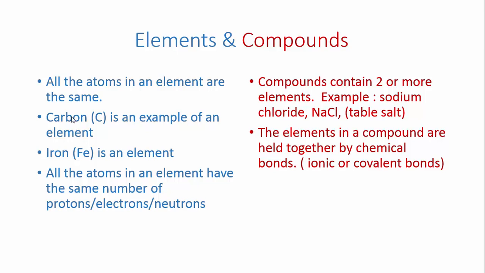The elements in a compound are held together by chemical bonds. Those bonds are either ionic or covalent bonds. An ionic bond is when an atom gives an electron to the other element that it's being bound to. And a covalent bond is where both of those elements share an electron. We'll talk more about that later as well.